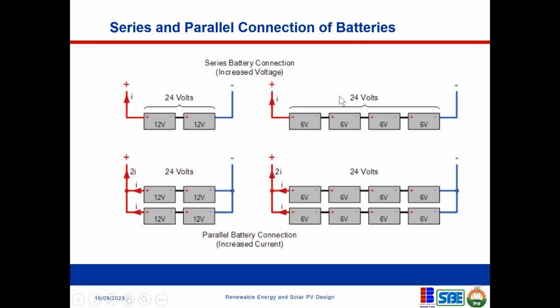Like I said, it depends on the voltage of your individual battery. So in this case now we have 6 volts, and we still want to have a 24-volt system. So we have to connect 4 of them in series to have 24. And the same thing is applicable here. So this is series connection, whereas this is series and parallel connection. So this is for battery.